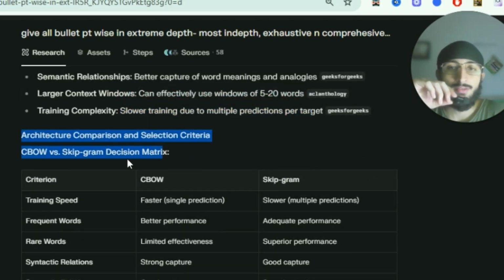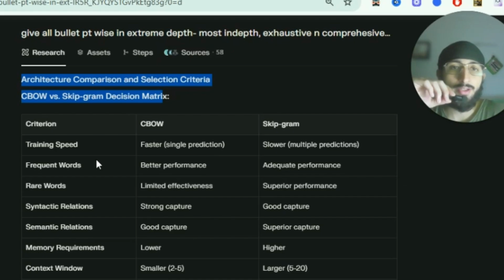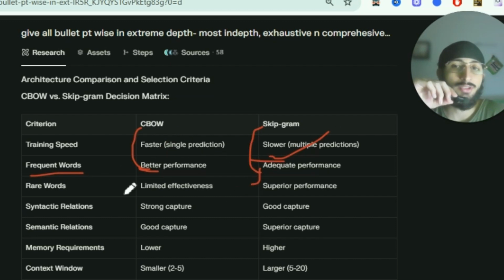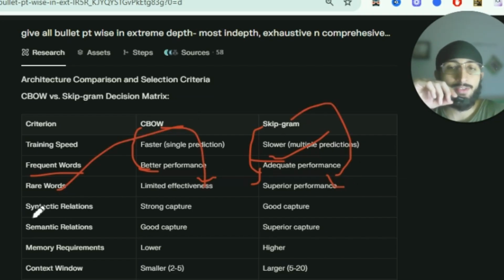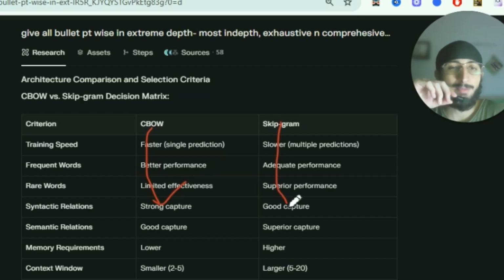Now architecture comparison, CBOW versus skipgram, decision matrix. So criterion, CBOW and skipgram, we'll be discussing it in a tabular format. Training speed, faster for CBOW because we are only having single prediction. For skipgram, we have multiple predictions, so slower. Frequent words in CBOW give better performance, and skipgram adequate performance. Rare words CBOW's limited effectiveness, but skipgram superior performance. Syntactic relations, strong capture by CBOW. Skipgram a little less than CBOW, so good capture but not stronger than CBOW.